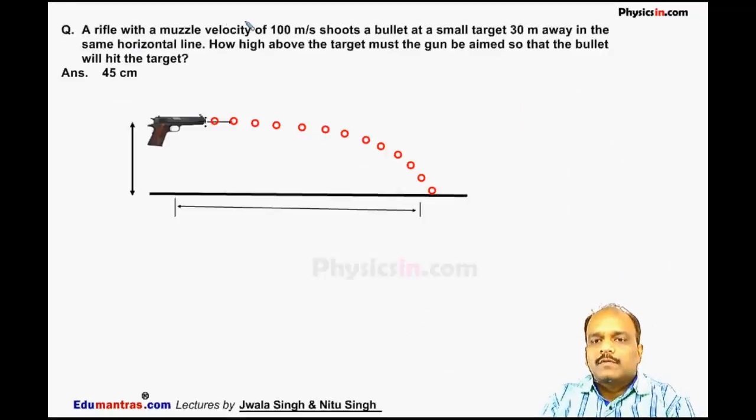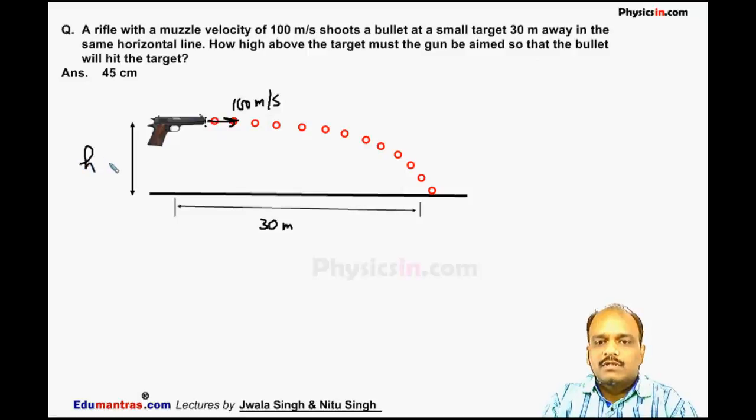A rifle with a muzzle velocity of 100 meter per second shoots a bullet horizontally at a small target 30 meter away in the same horizontal line. This distance is 30 meter. The speed of the bullet is 100 meter per second. How high over the target must the gun be aimed? Let this height be h. We have to calculate this h.